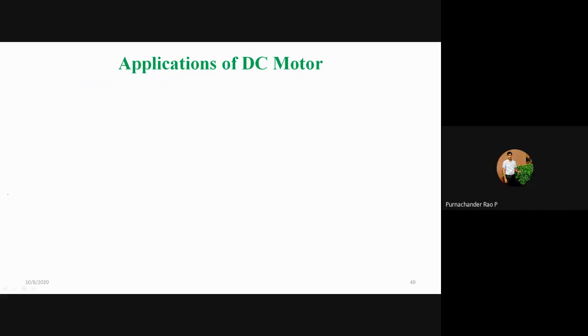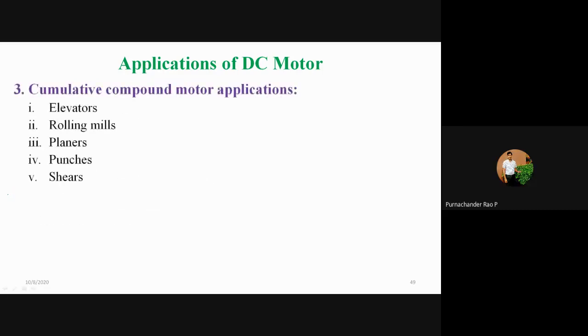Then next, the applications of the cumulative compound motors. They also have high starting torque, because the flux produced is proportional to both the shunt field winding and the series field winding. And the no load condition is allowed here. As in the case of a series motor, the no load condition is not allowed, but here the shunt field winding will produce some amount of flux so that the speed will be well within the limits. Because of these reasons, they are used in elevators, rolling mills, planers, punches, and shears.